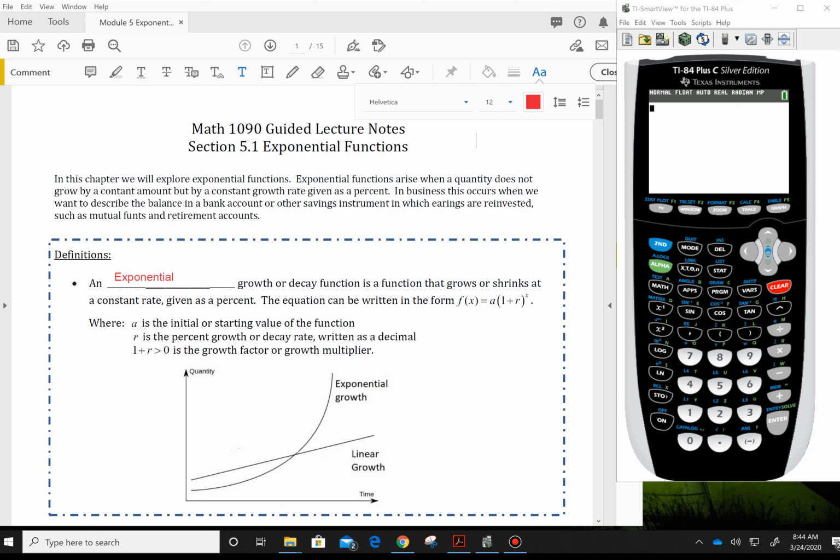Hello, Math 1040 team. Today I would like to start looking at section 5.1, exponential functions. In this chapter, we will explore exponential functions.